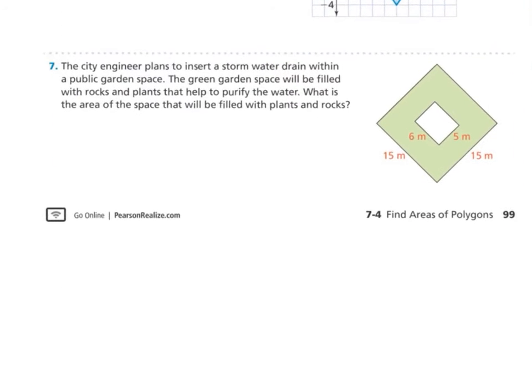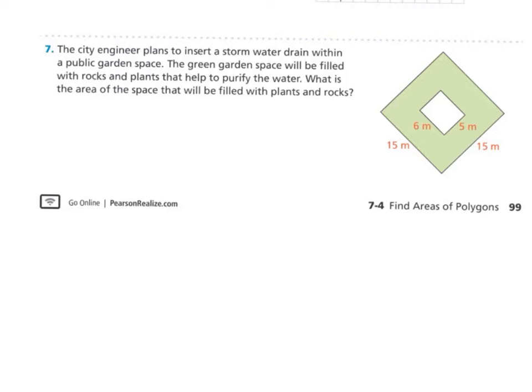If we look at number 7, a city engineer plans to insert a stormwater drain within a public garden space. The green garden space or gray garden space, depending on your color scheme, will be filled with rocks and plants that help to purify the water. What is the area of the space that would be filled with plants and rocks? Alright, so again, it's either the green or gray space here that we're trying to fill.